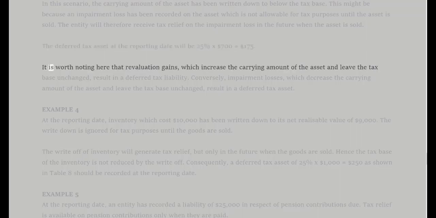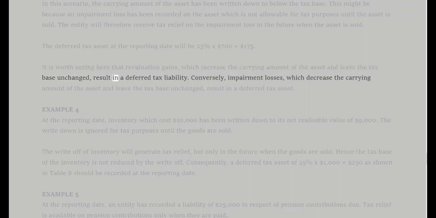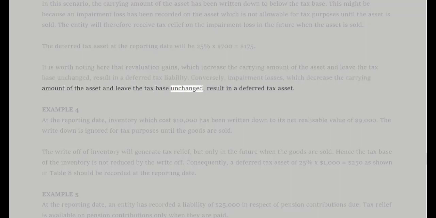$175. It is worth noting here that revaluation gains, which increase the carrying amount of the asset and leave the tax base unchanged, result in a deferred tax liability. Conversely, impairment losses, which decrease the carrying amount of the asset and leave the tax base unchanged, result in a deferred tax asset.